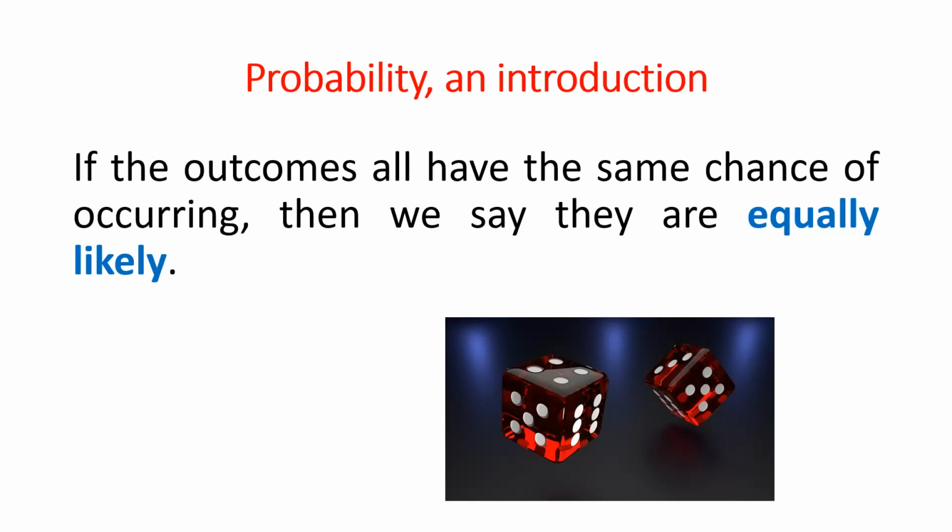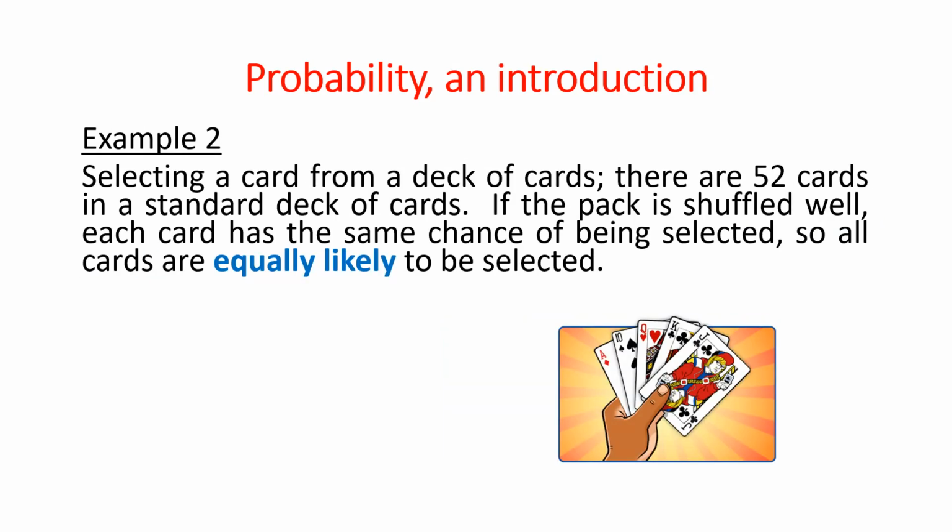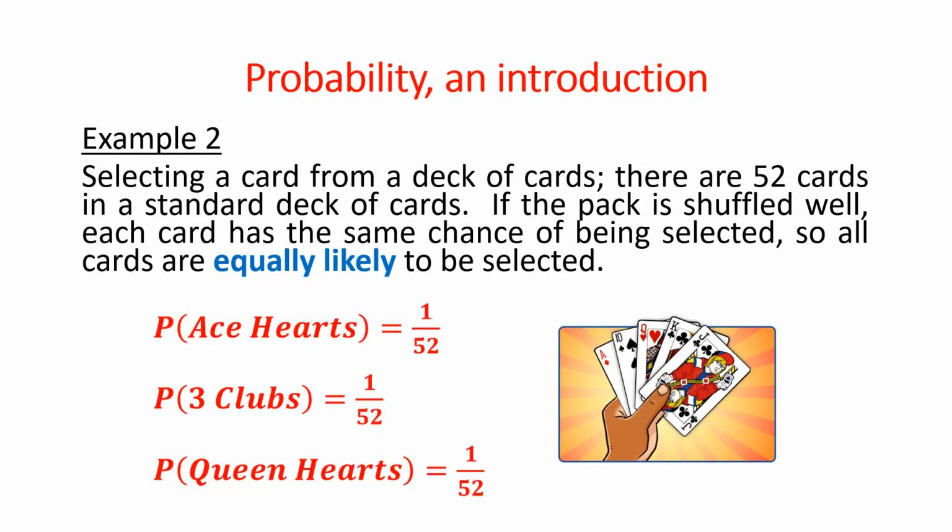If all the outcomes all have the same chance of occurring, then we say they are equally likely. For example, selecting a card from a standard pack, which is 52 cards, if the pack is shuffled well, all cards are equally likely to be selected. So the probability of getting each card is the same.